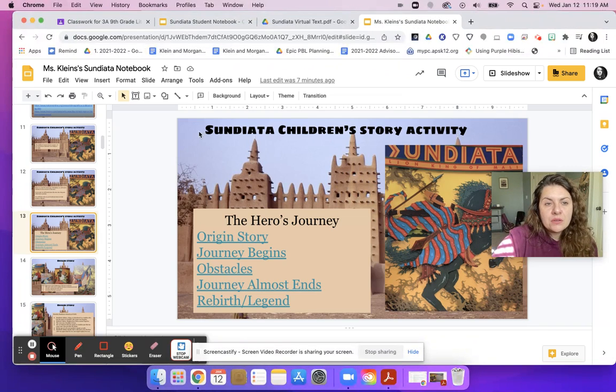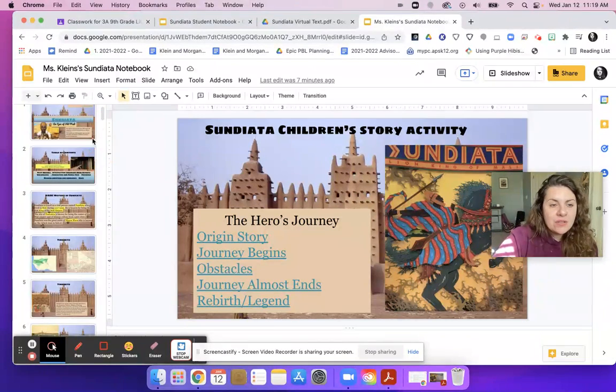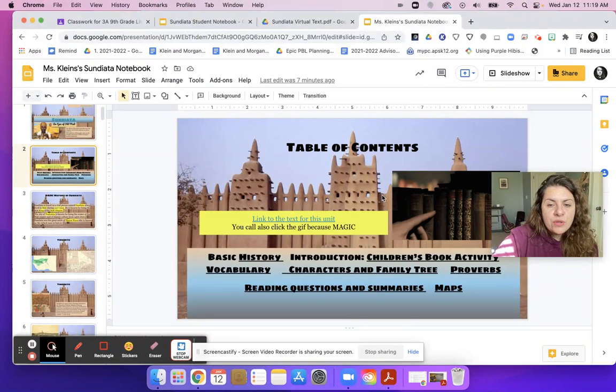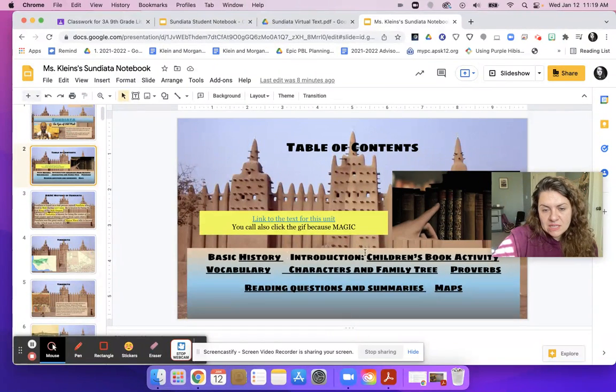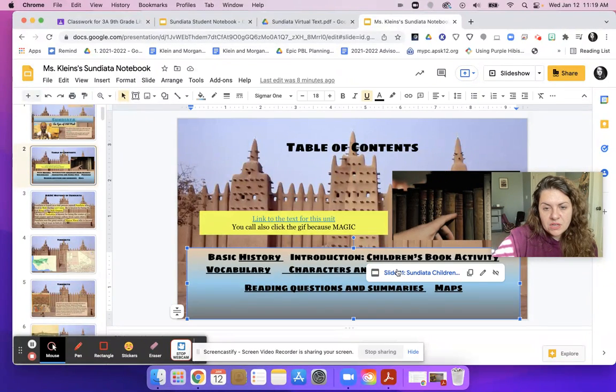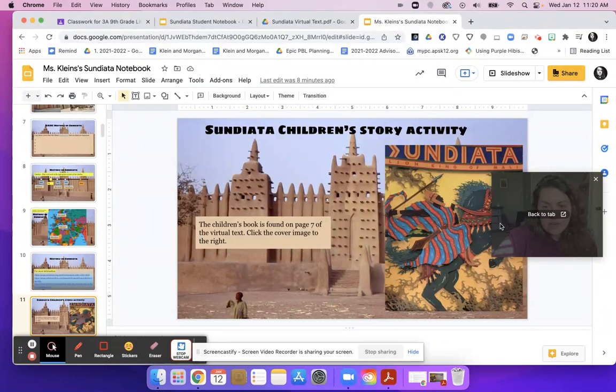But in your notebook, if you go to the second slide, the table of contents, you will notice that the second thing on the table of contents is the children's book activity. So you want to click on that. It takes you to slide 11.